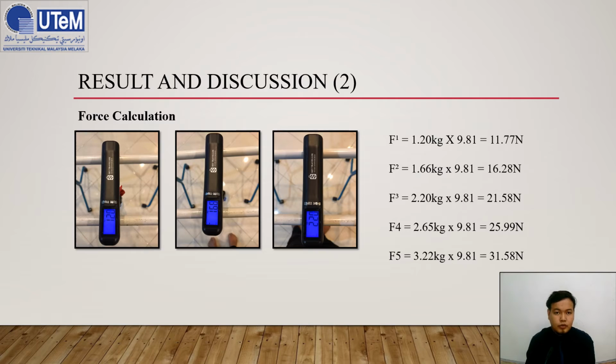First step, we need to calculate the force needed to perform this test or experiment. For F1, we got 11.77 Newton. F2 we got 16.28 Newton, while F3 is 21.58 Newton. F4 we got 25.99 Newton, and the last one, F5, we got 31.58 Newton.